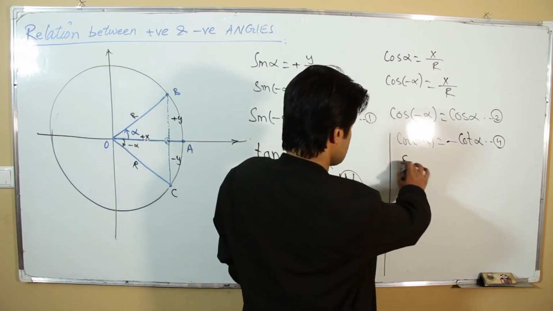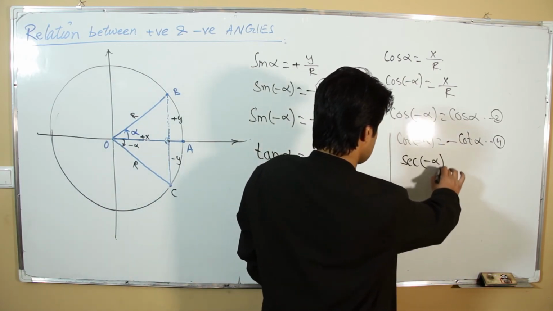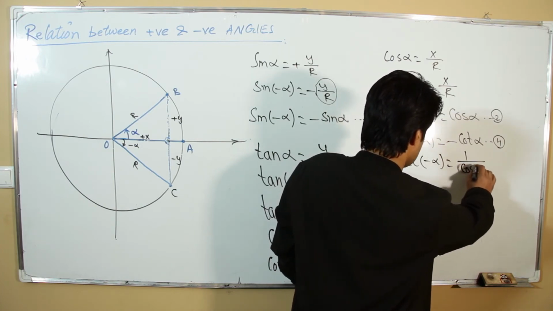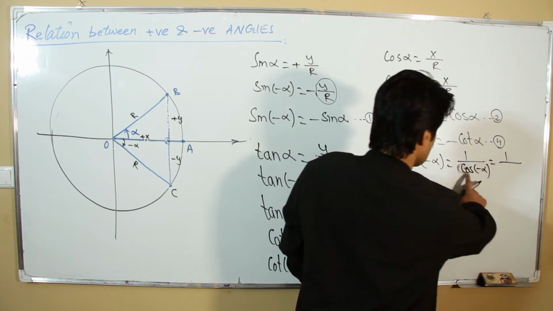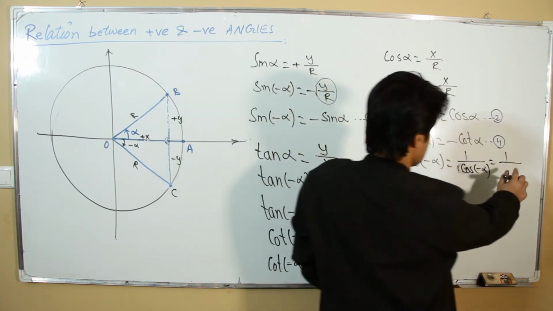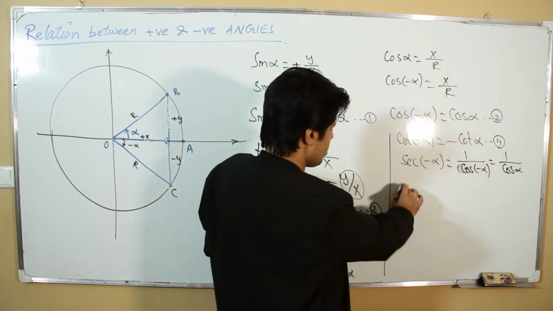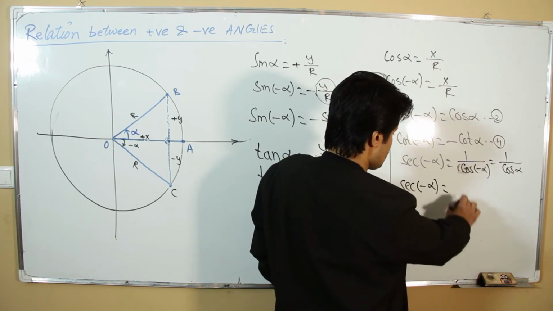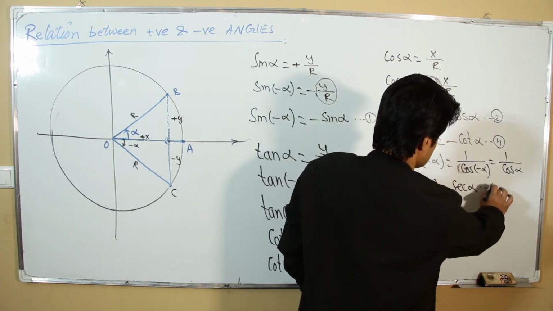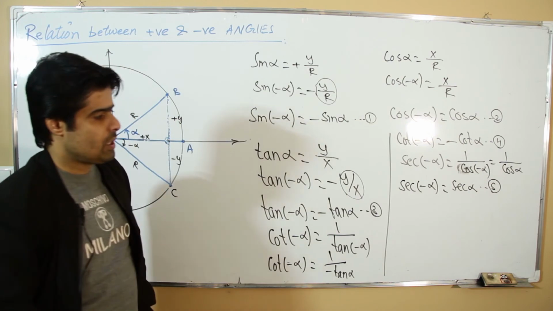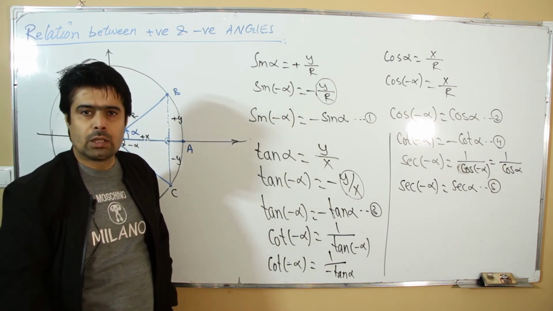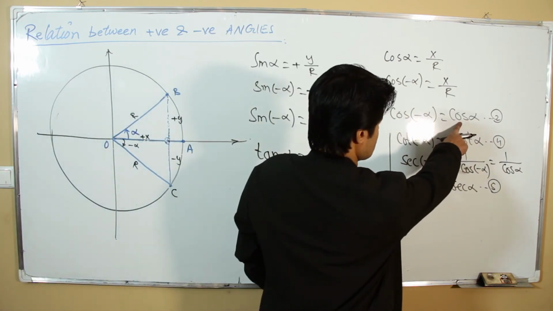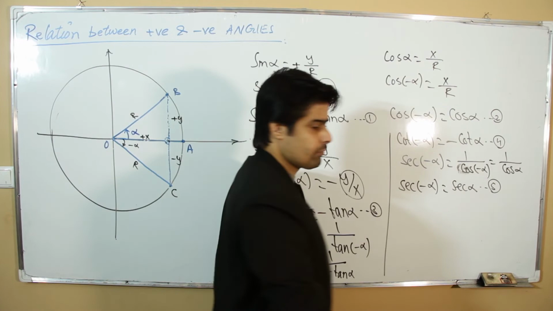Like this one, secant of minus alpha, it is 1 divided by cosine of negative alpha, and cosine of negative alpha is equal to cosine alpha. So we can say that secant of negative alpha is 1 by cosine alpha, it is sec alpha. This is our fifth equation. Secant of negative and secant of positive, both of them are the same. Cosine of negative and cosine of positive, they are the same.